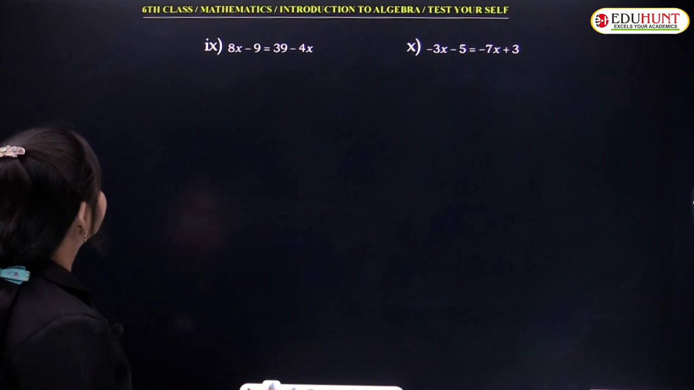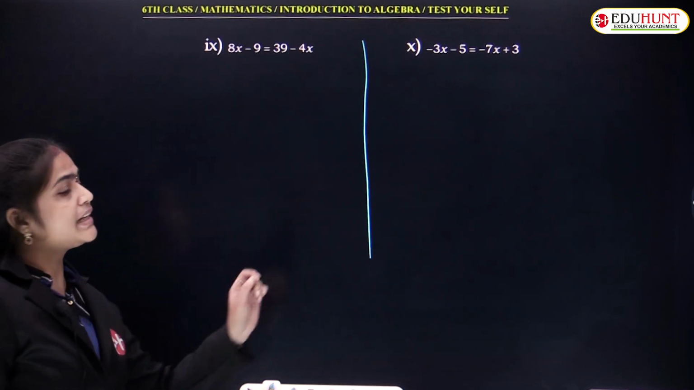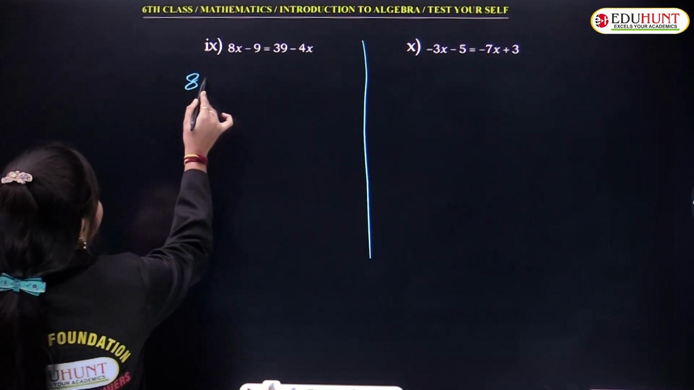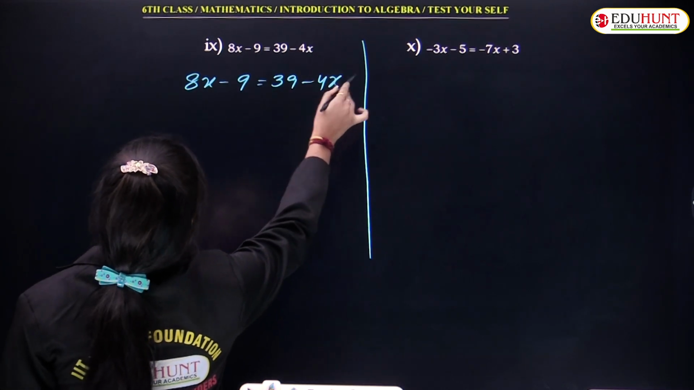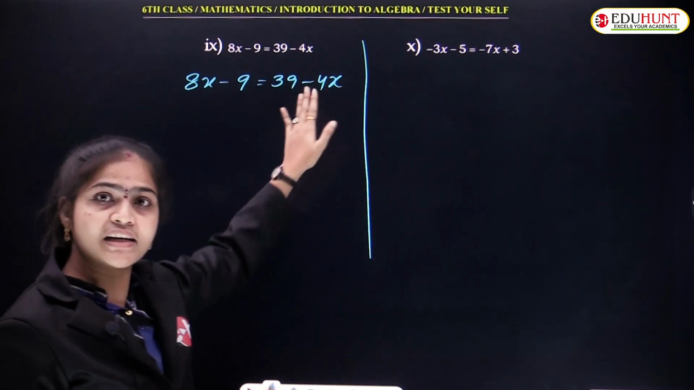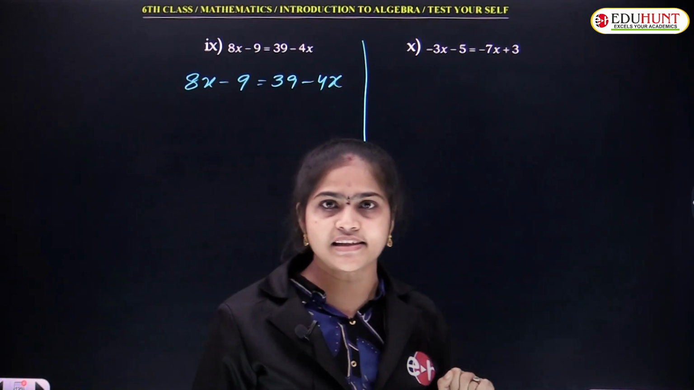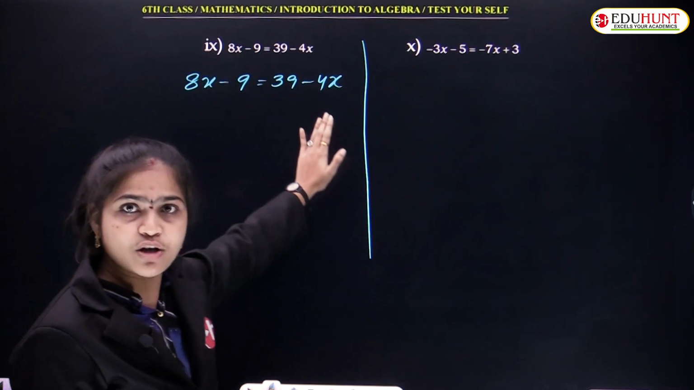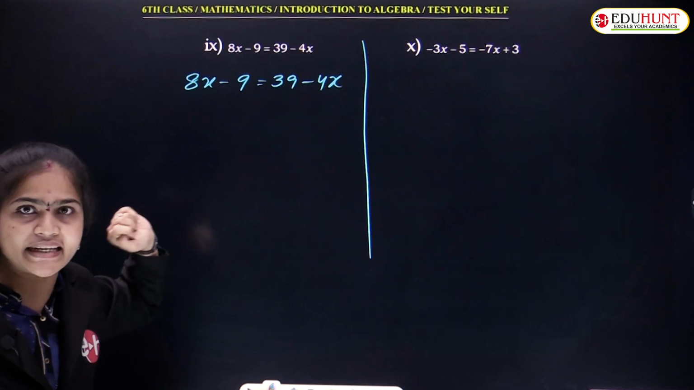Next one: 8x minus 9 is equal to 39 minus 4x. Here both sides have a variable term, and in the same way both sides have a constant term. Now all the constant terms we should write at the place of RHS, and all the variable terms we should write at the place of LHS.